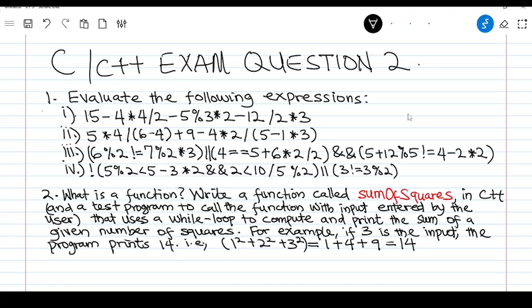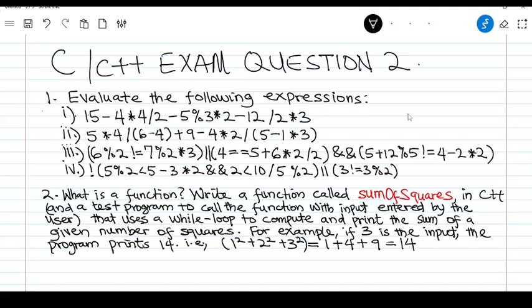The fourth question is 5 modulo 2 is less than 5 minus 3 times 2, and 2 is less than 10 divided by 5 modulo 2, or 3 is not equal to 3 modulo 2. Okay, so that's about the first question.